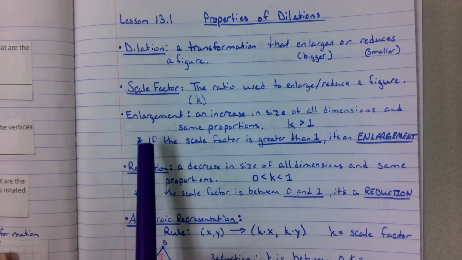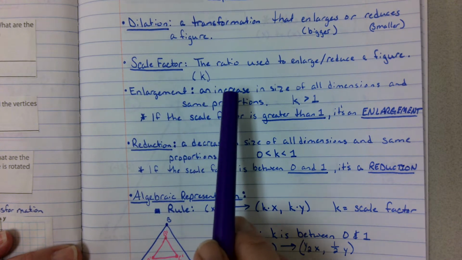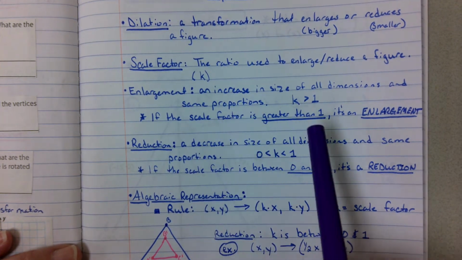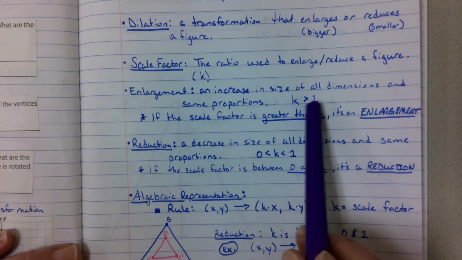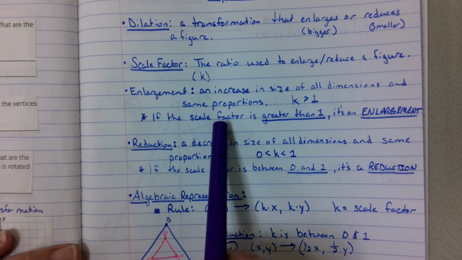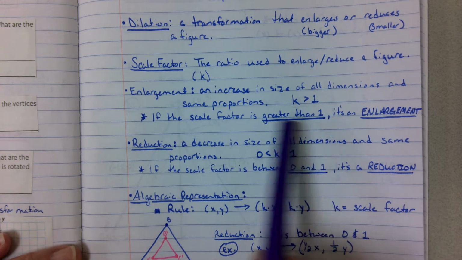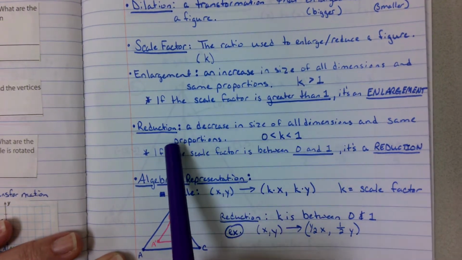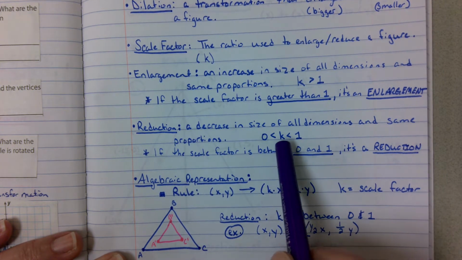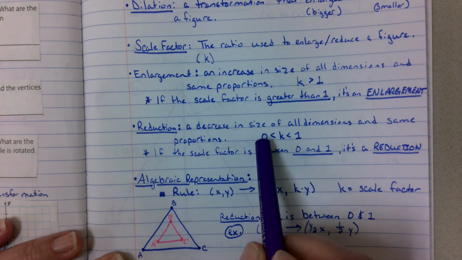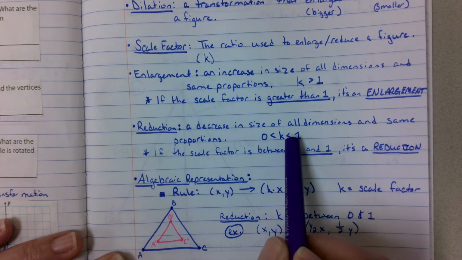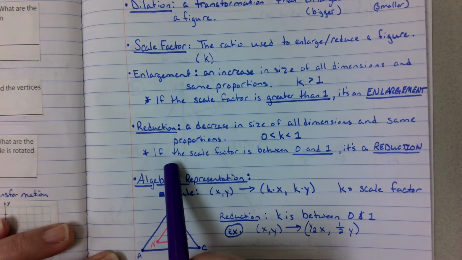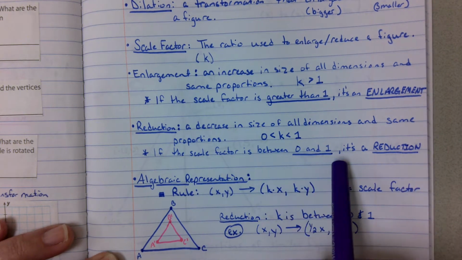as K. An enlargement is an increase in size of all dimensions, and it has the same proportions. And this is when K is greater than 1. So if the scale factor is greater than 1, it is an enlargement. Reduction is a decrease in the size of all dimensions in same proportions. Our scale factor, or K, is going to be between 0 and 1. It's never going to be negative. If the scale factor is between 0 and 1, it is a reduction.